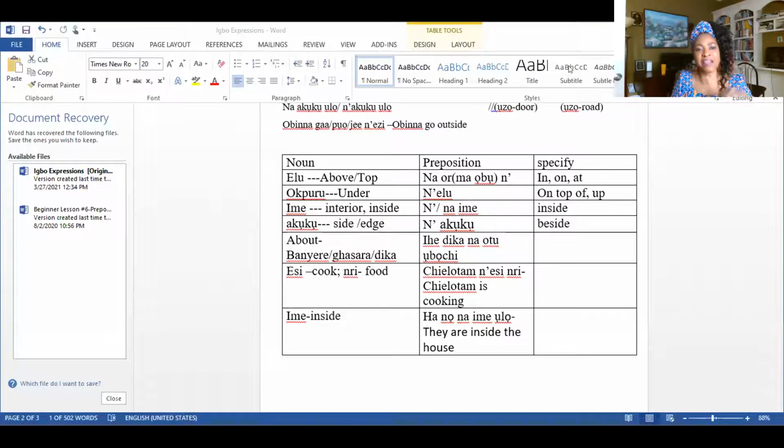Inside, nime, interior, something that is inside something. Choya nime uloge means look for it in your room. Nime means inside your room. Look for it inside your bag, choya nime apage. These words you use to make sentences. You have to put that na to make the sentence. Whatever word that you're trying to join, you have to use the word na.